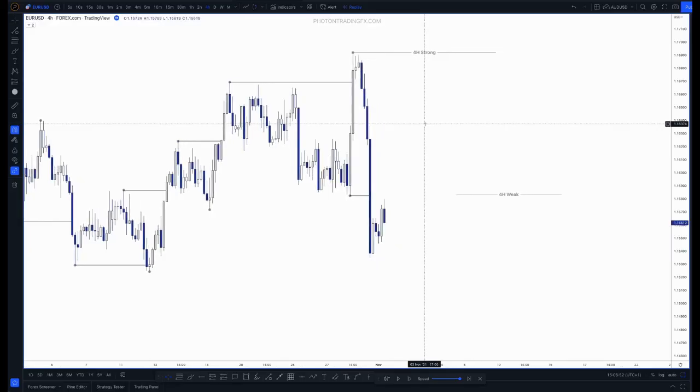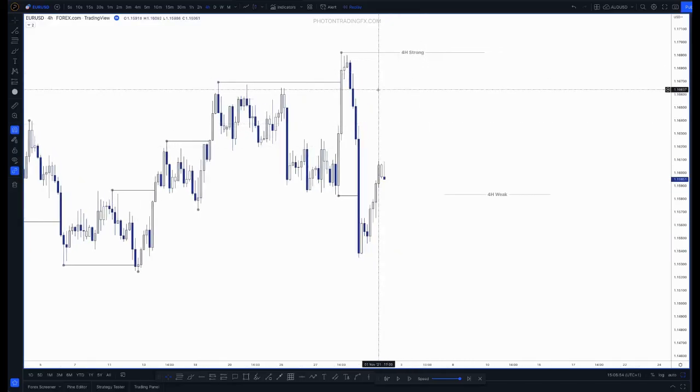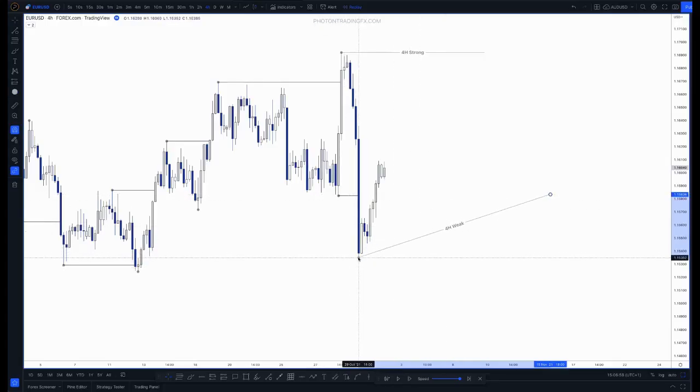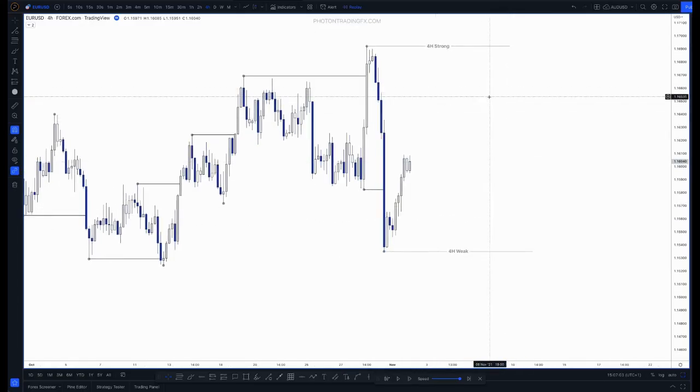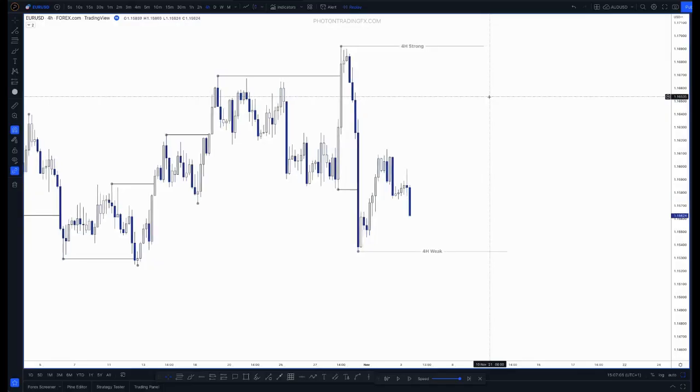So let's play price forward. Okay, that's a pretty significant pullback compared to the recent price action. We can mark that out as our swing low, but in this case, it's weak. Why is it weak? Because it's failed to take out the strong high. I'm going to go a little bit quicker if I can.